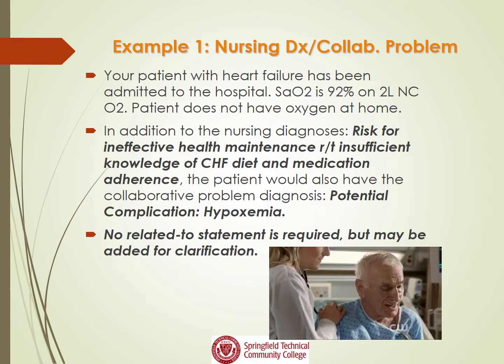So we have a couple examples going forward. Example one is a patient with heart failure. They were admitted to the hospital with an O2 sat of 92% on 2 liters. And the patient says they don't use oxygen at home. So that's your first indicator that this is a problem for the patient.